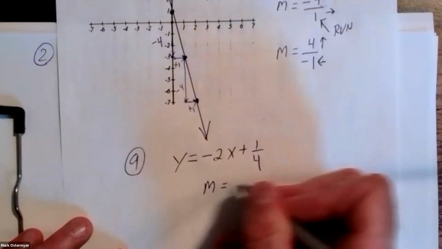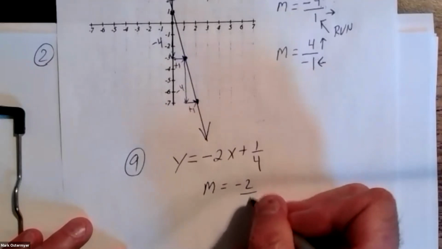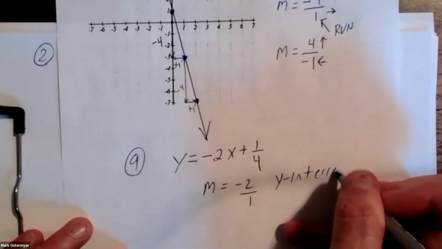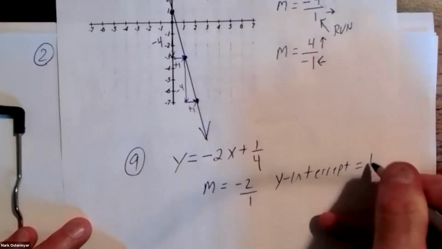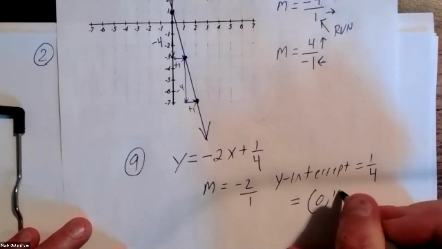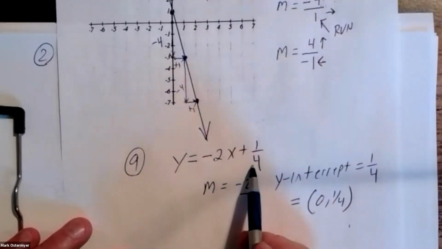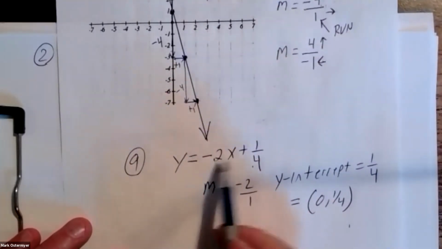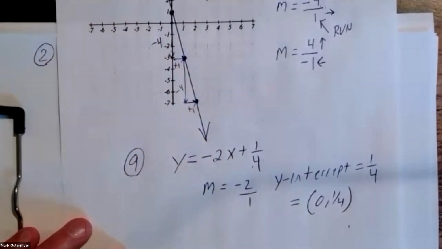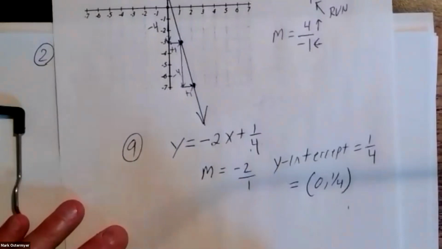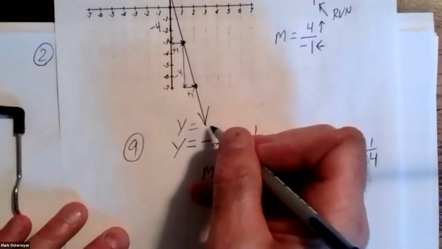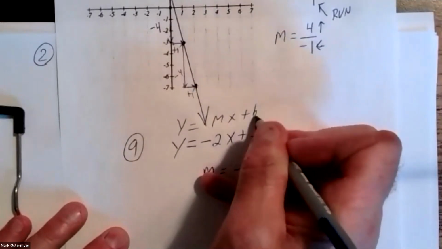So the slope of this line is -2 or -2/1. And the y-intercept, we can just read it right off from the equation, would be 1/4. Or it would be the ordered pair of 0, 1/4. That's the y-intercept, that's the slope. Slope-intercept form. Slope, y-intercept form. So this equation is in slope-intercept form. It's in the form of, again, y equal to mx plus b form.